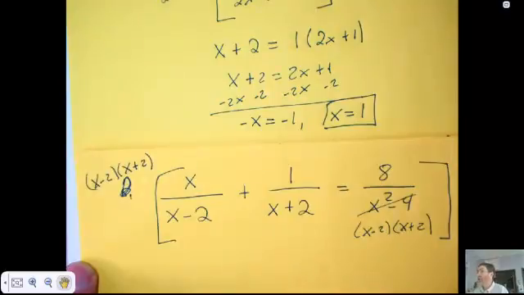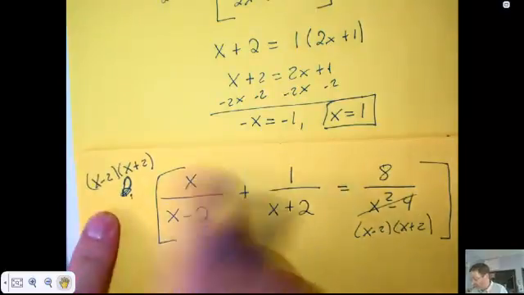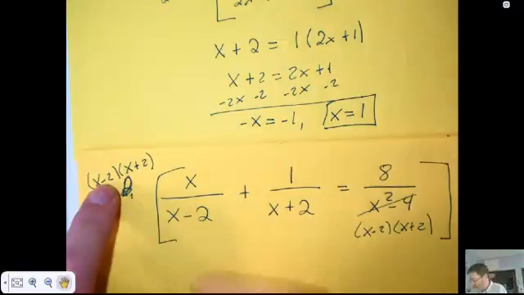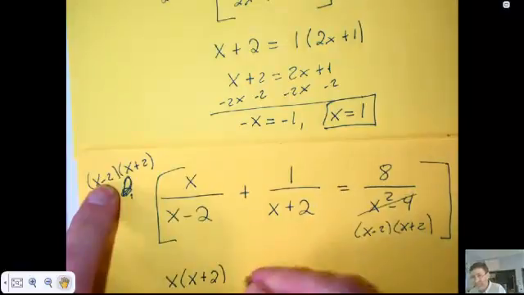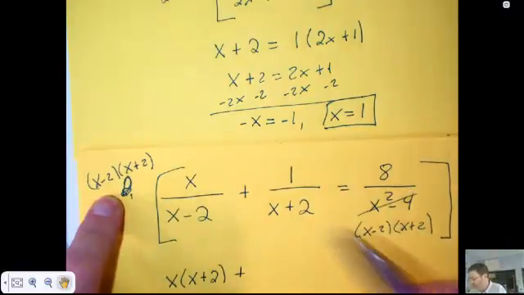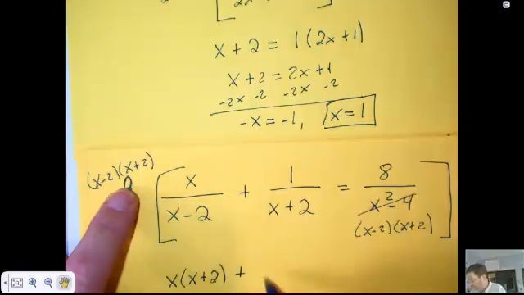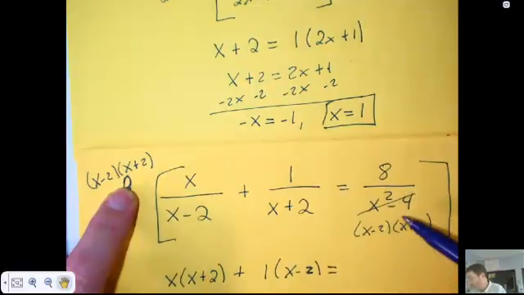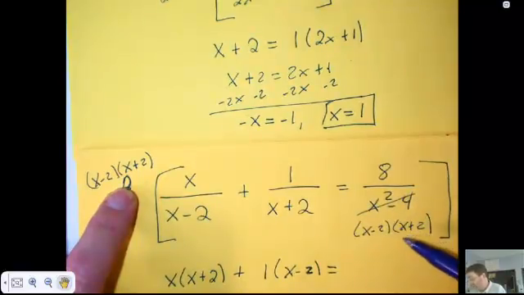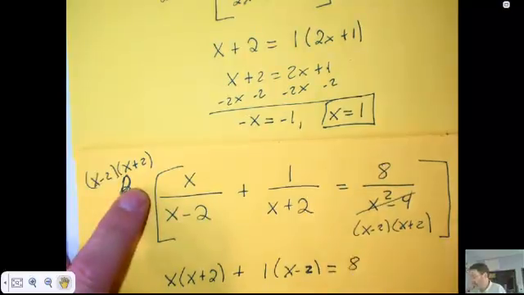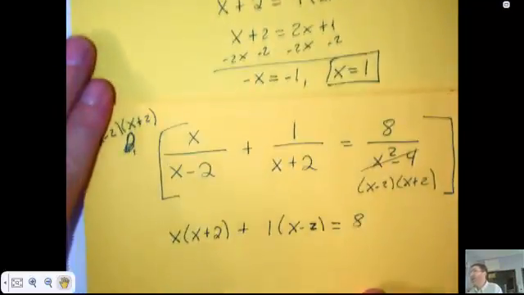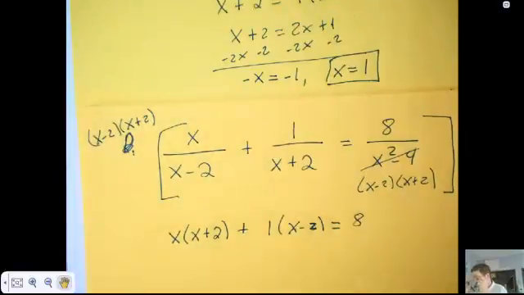I just go through each term and multiply by this first term. The x minus 2's cancel out, so I have x times x plus 2. And then the x plus 2's cancel out here, so I have 1 times x minus 2. And finally, with this last one, both cancel out, so I'm left just with 1 times 8. So when you multiply by that common denominator, if you do it correctly, you get rid of the fractions.